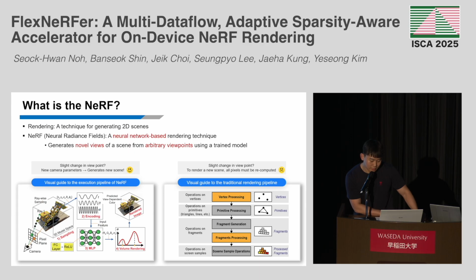In traditional 3D rendering, as shown in the diagram at the bottom right, each pixel is processed through the complex graphics pipeline. Even a small change in the camera viewpoint means recalculating all pixels, considering geometry, lighting, and materials. But with NeRF, if we provide the parameters of a new camera pose, the model can generate the corresponding view using what it has already learned.